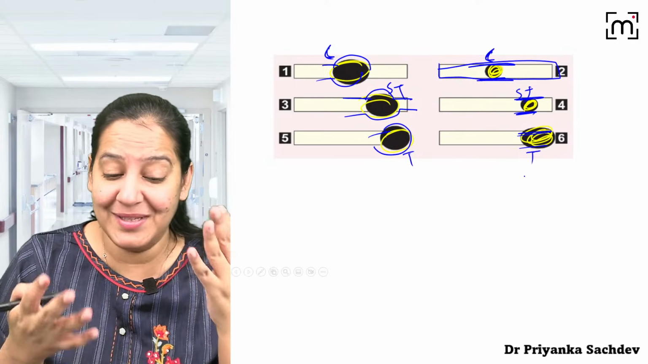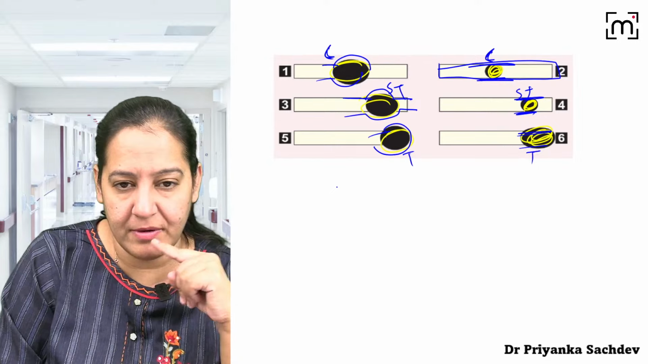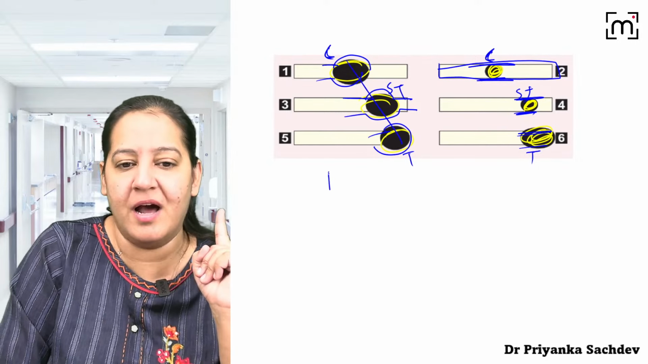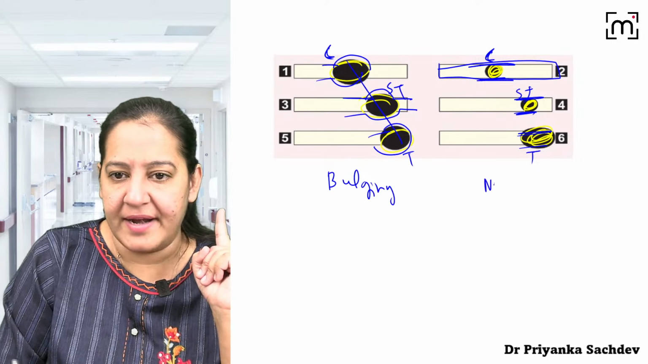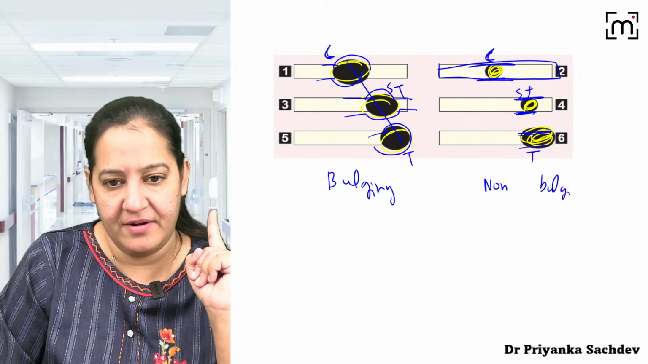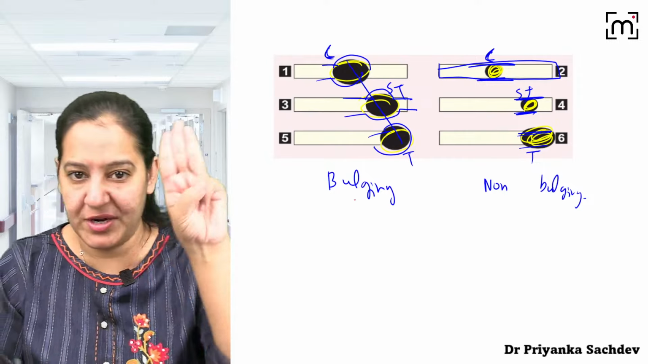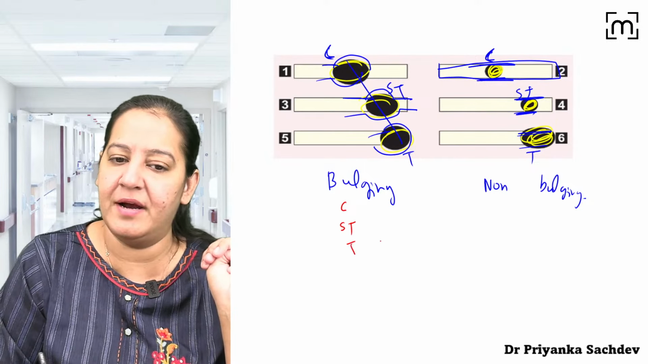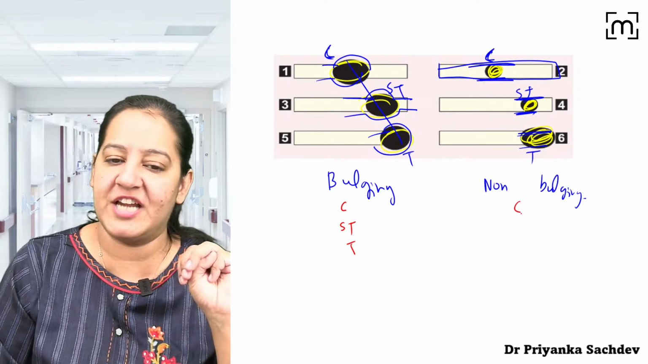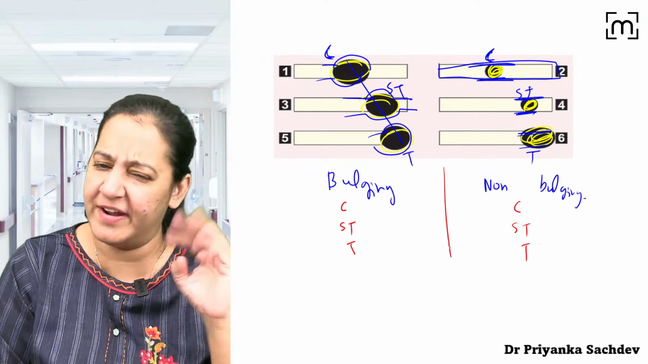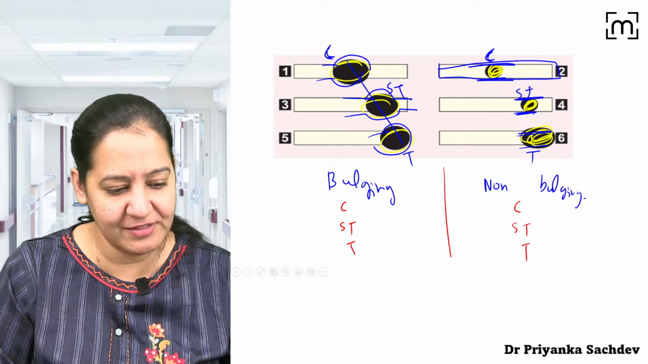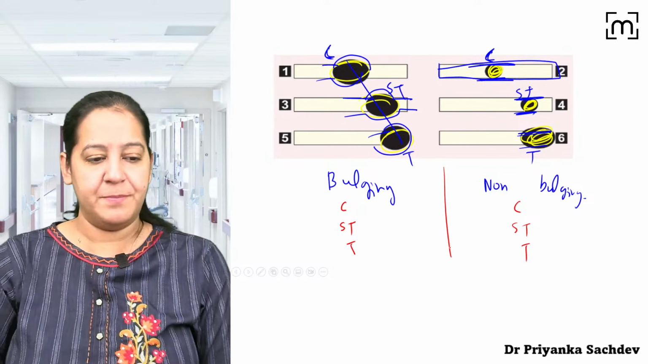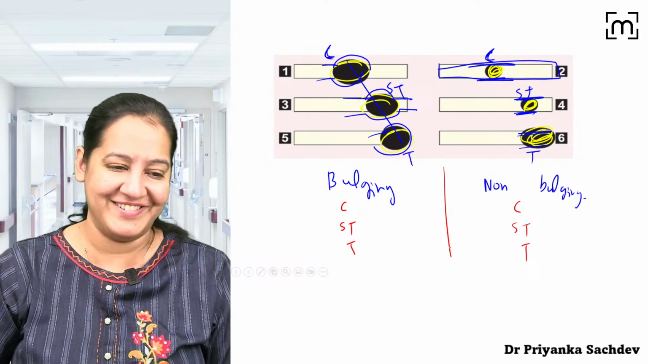So let me tell you the 6 types of the spores. These 3 are bulging, na? So first write that. Bulging may have 3 types: central, subterminal, terminal, and non-bulging may also have 3 types: central, subterminal, and terminal. Forget about the shape, not important. So these are the 6 types of the spores, right? Yes, PDF I can provide you. I can provide to the team and they will provide you, right?